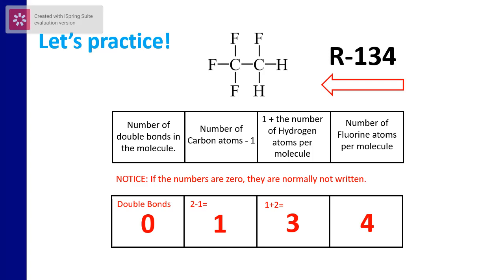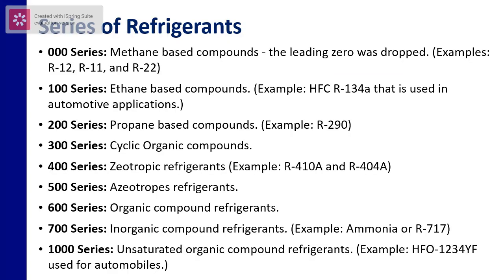Step 3. How many carbon atoms do you see? The answer is 2, deduct 1 from it, so the third number will be 1. Step 4. This molecule does not have any double bonds that look like the equals symbol. Therefore our fourth number will be also 0, so we don't write it. So we can confidently say that we are looking at the R134 refrigerant molecule. Refrigerants are grouped into different series based on their composition. You do not need to memorize them, but knowing them and their standards is good knowledge to have.